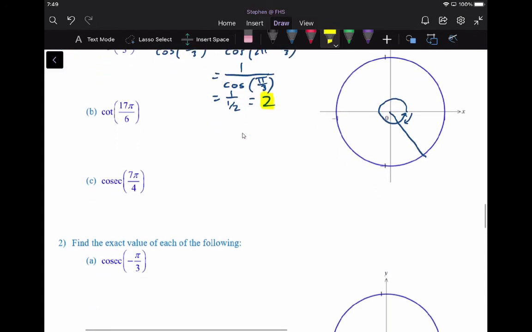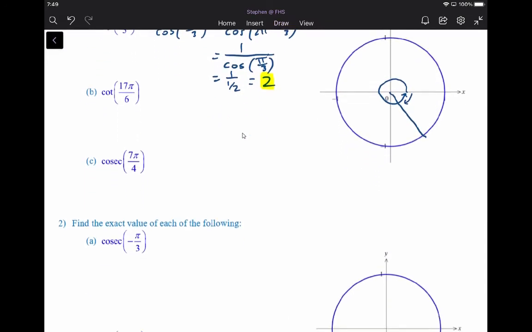Okay, moving on to the next one, cot of 17 pi on 6. So cot of 17 pi on 6, well, the third letter is t, so we're going to relate this one back to tan. Alright, so cot of 17 pi on 6, that's going to be 1 over tan of 17 pi over 6. Cool. So what is 17 pi on 6? Well, 17 pi on 6 is simply 3 pi minus pi on 6. So 3 pi minus pi on 6.